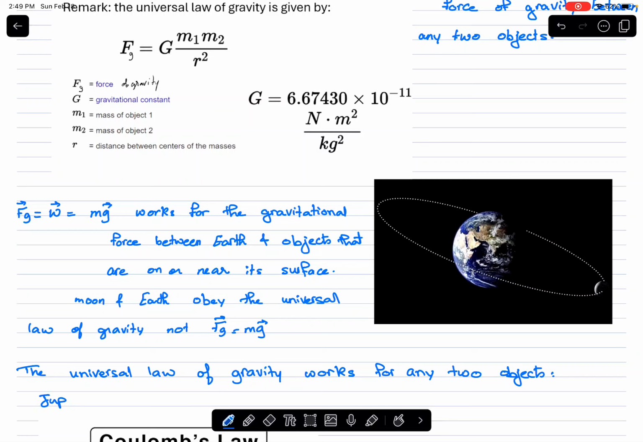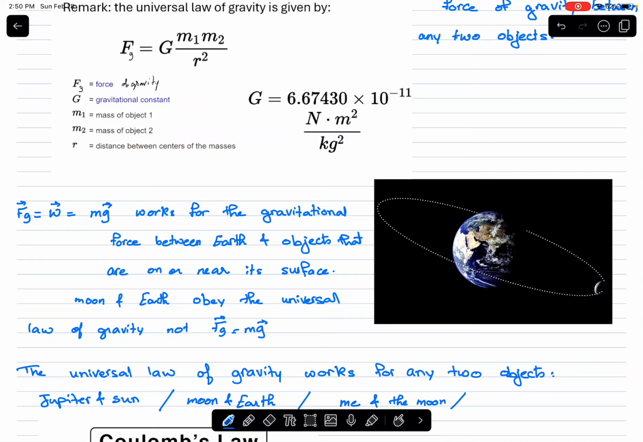So if I'm studying Jupiter and the Sun, I can find the universal law of gravity between the Sun and Jupiter. Or I might be studying the force of gravity between Moon and Earth, as we discussed earlier. And the objects do not have to be even space objects. I might be studying the universal law of gravity between me and the Moon, although it will not be a significant force because obviously I'm not feeling any gravity towards the Moon.